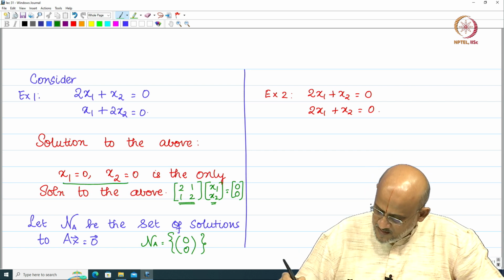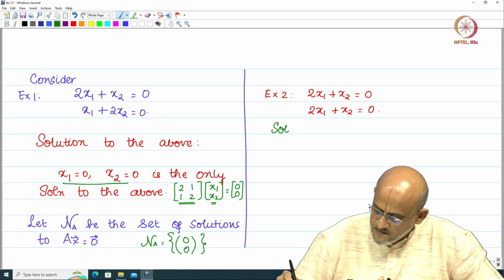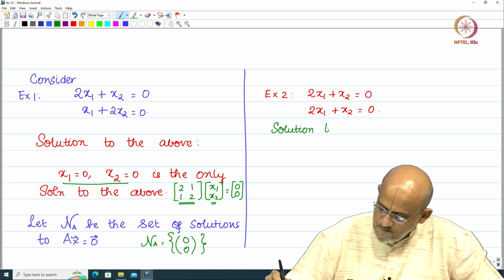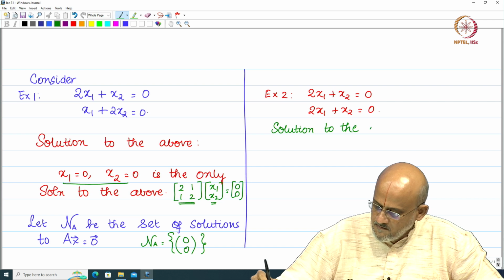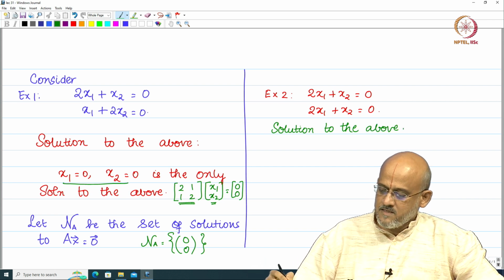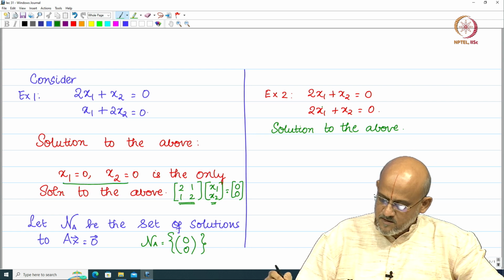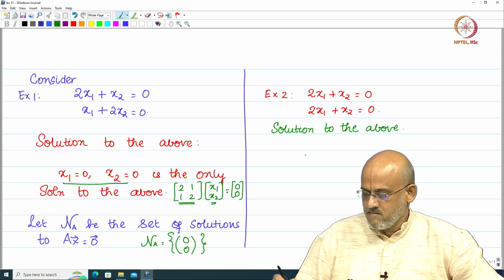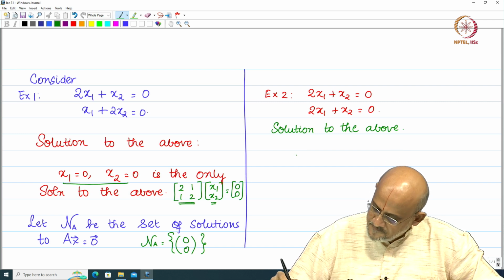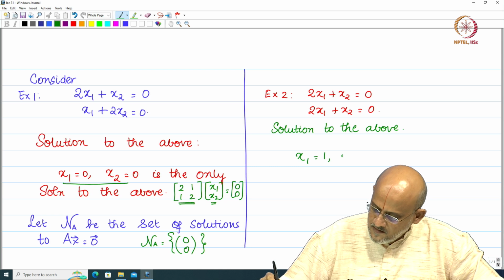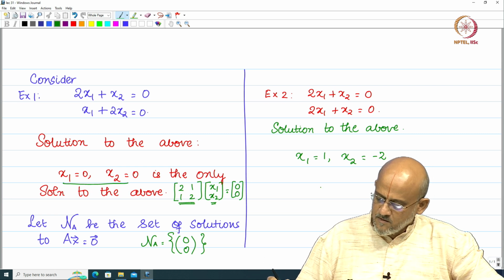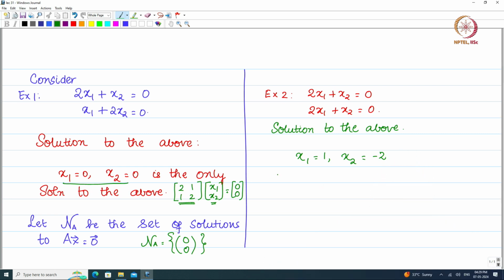Let us look at the second case. It says 2x1 plus x2 is equal to 0, 2x1 plus x2 is equal to 0. If you try to solve this, we get x1 is equal to 1, x2 is equal to minus 2, because 2 minus 2 gives me 0. This is a non trivial solution to Ax equal to 0.